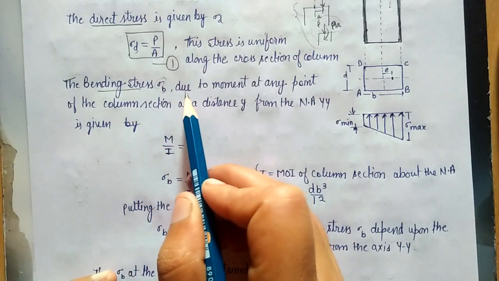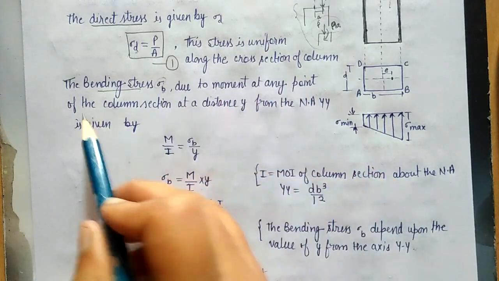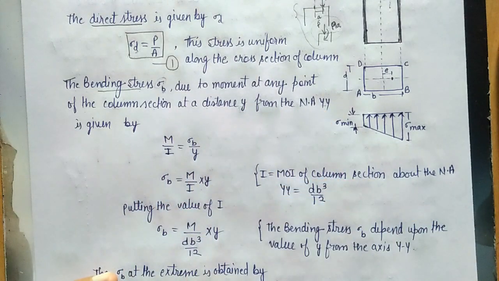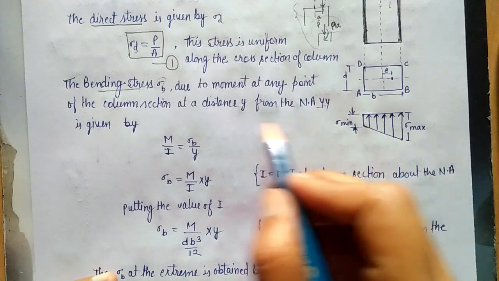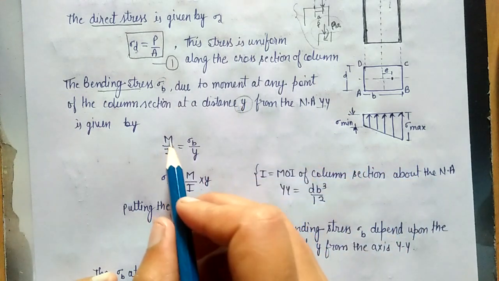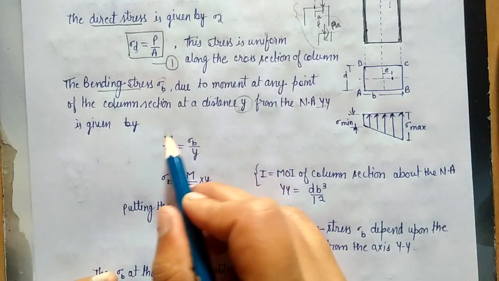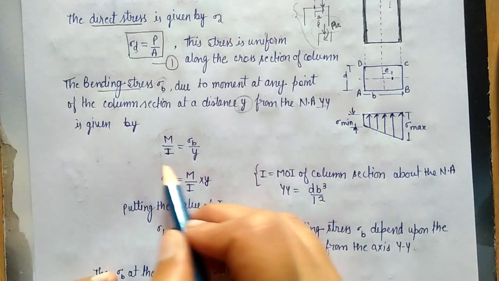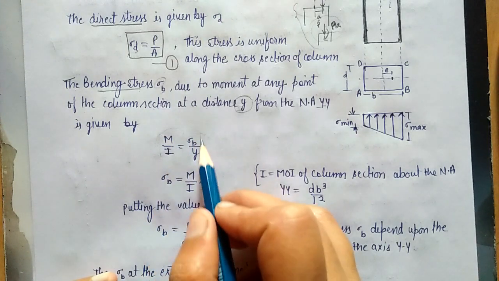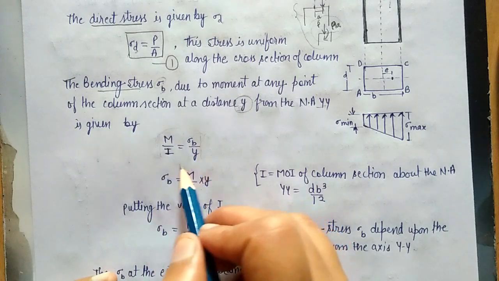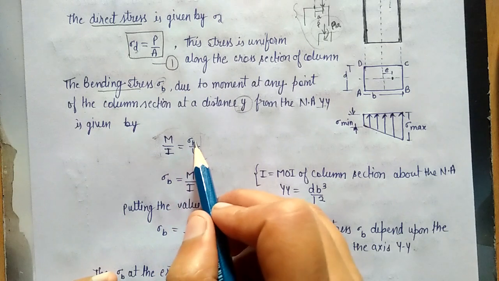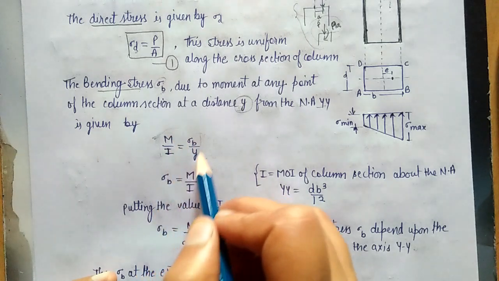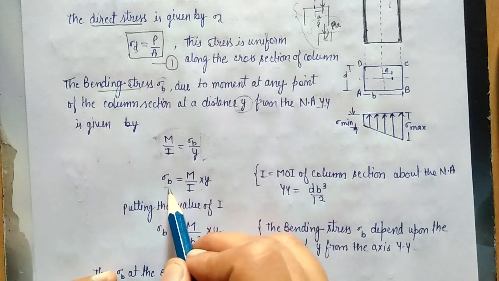The stress due to bending moment at any point of the column section at a distance y from the neutral axis can be written like that. It is the flexure formula, or we can say the bending equation. When we derive the bending equation, it comes out like that: M upon I equals sigma upon y equals E upon R. By using these terms, we can find our bending stress.